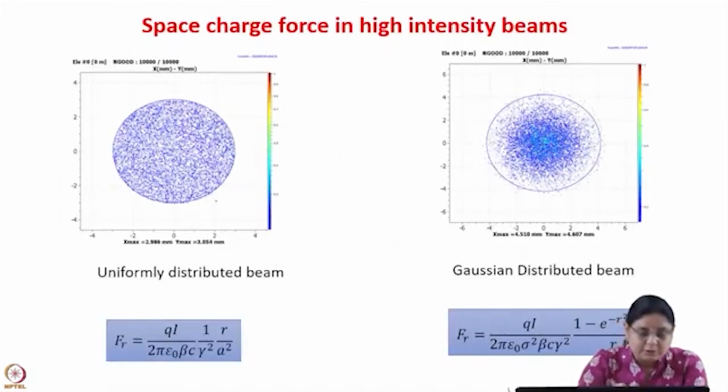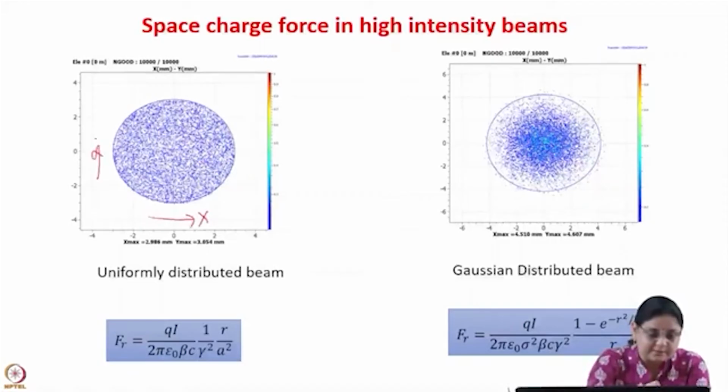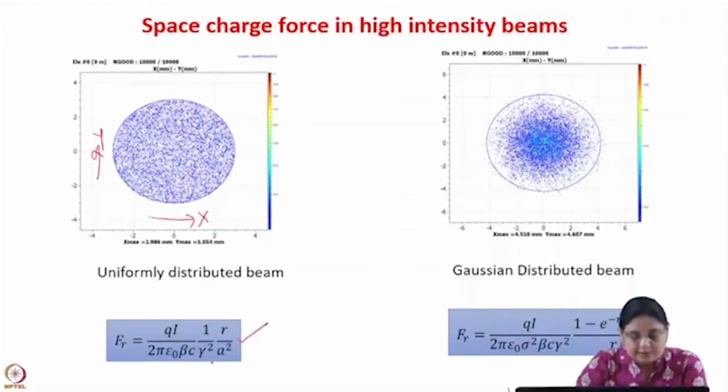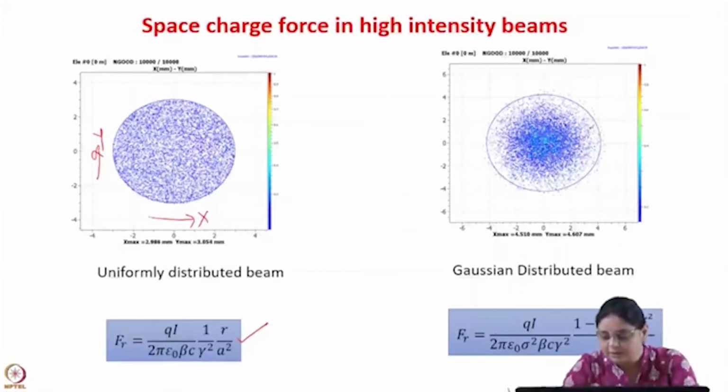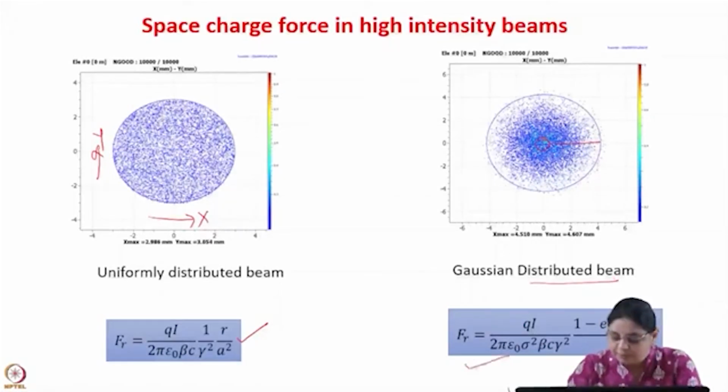So this is a uniformly distributed beam in real space in X and Y. So this is X and this is Y. And here we see that the force is linear in R. This is a Gaussian distributed beam, so that the charge density is high at the center and falling as the radius increases. So for a Gaussian distributed beam, the force is non-linear.